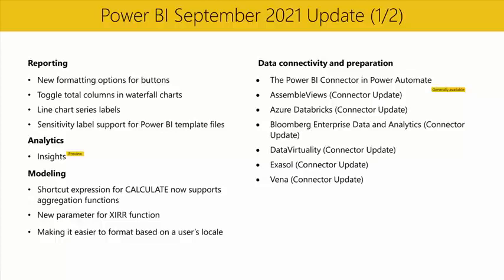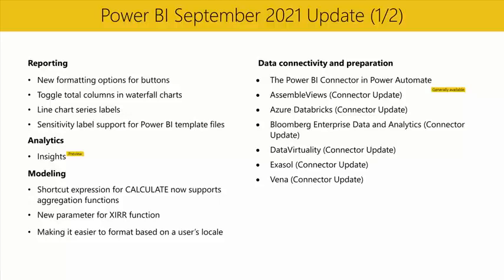Next, we've heard and responded to your feedback. Now you can turn off total columns in your waterfall charts. You'll find this new toggle in the Y-axis card in the formatting pane. Turn it on, and the totals of your waterfall charts will be removed. Note that this will not affect subtotal columns in your breakdown. And please continue sending us your feedback and ideas.